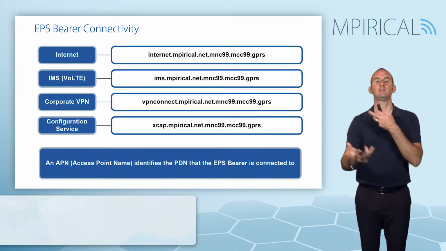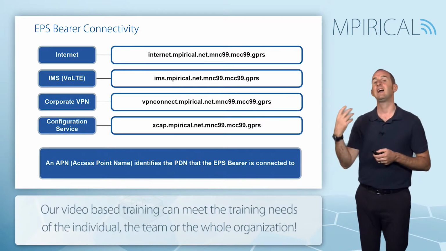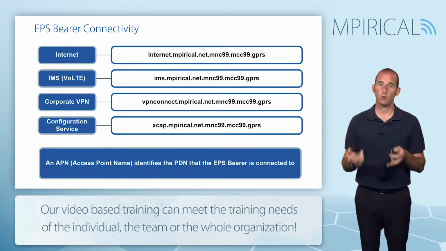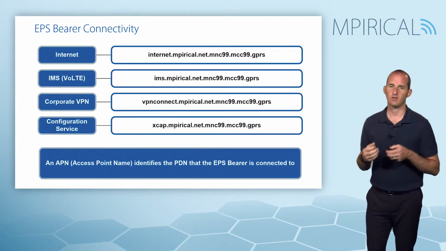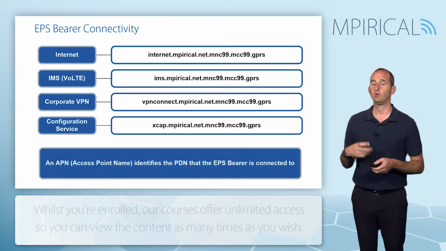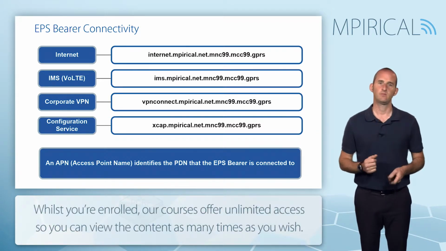So this is part of the attach process. When that phone connects up to the network, it will tell the network which APN, which access point name it wishes to connect to. So you can see some example formats of APNs up on the screen here. The two most prevalent will be the Internet and the IMS APN.